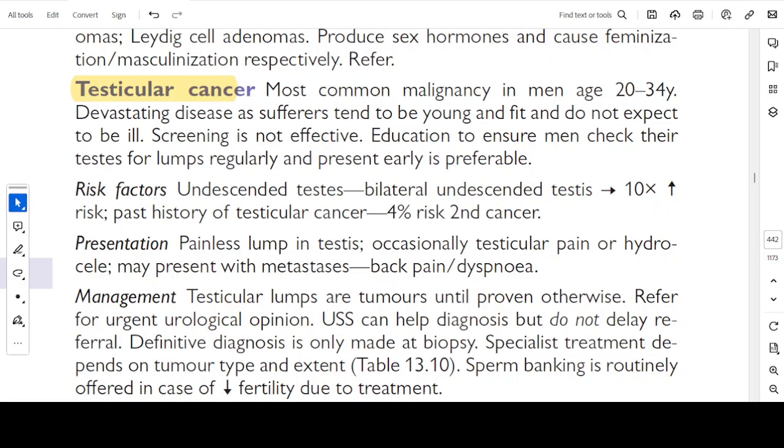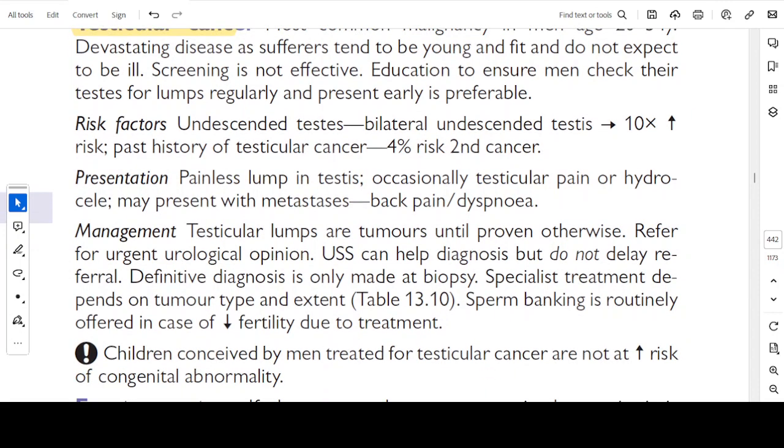Risk factors: undescended testes, bilateral undescended testes, more than 10 times increased risk, past history of testicular cancer, 4% risk of a second cancer. Presentation: can present as a painless lump in the testes, occasionally by testicular pain or hydrocele, may present with metastasis, back pain and dyspnea. Management: testicular lumps are tumors until proven otherwise.